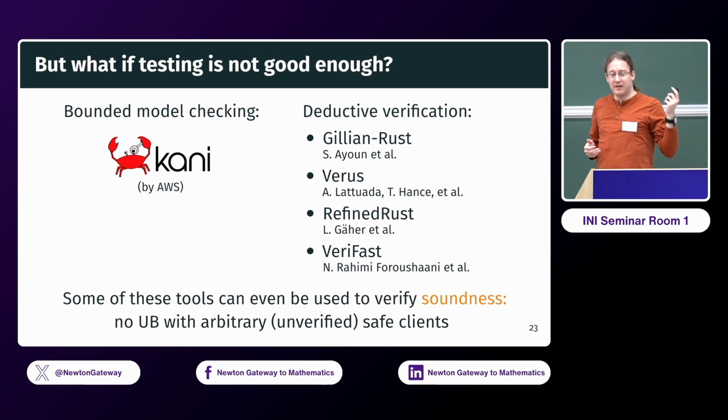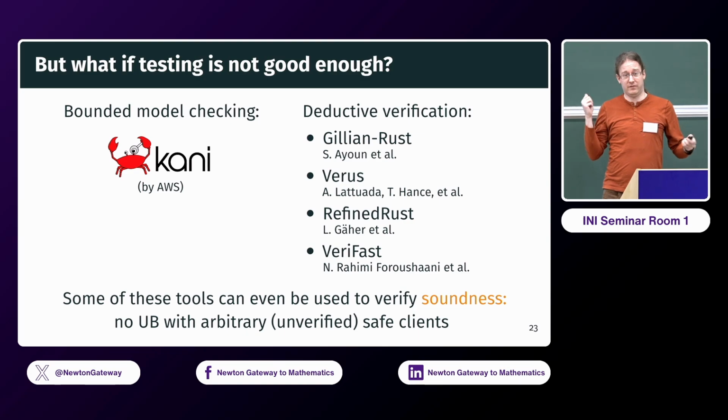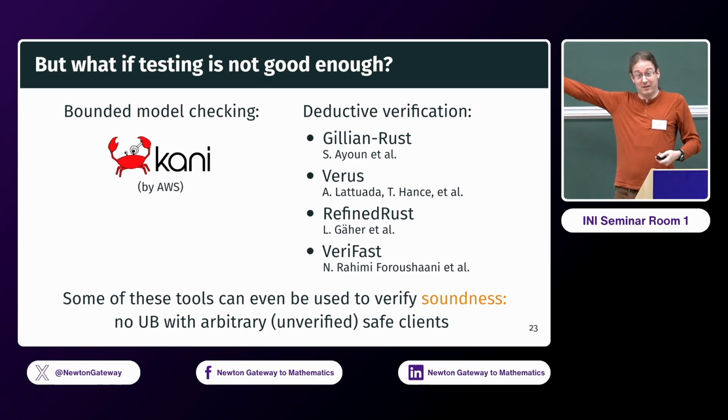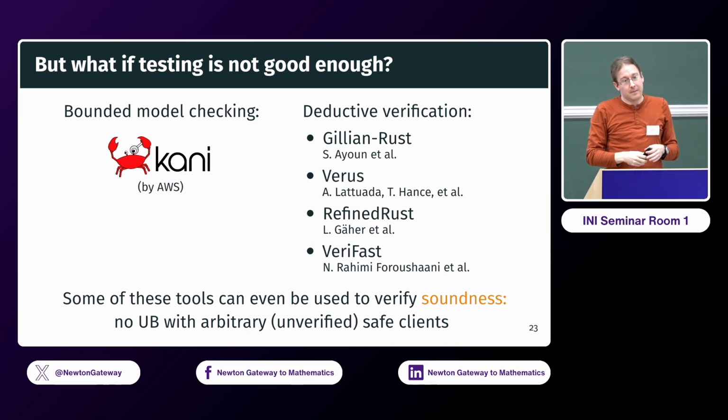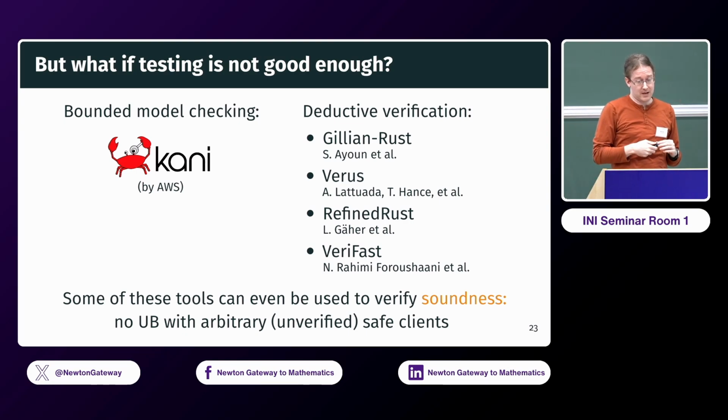And some of these tools are even able to not just verify that a particular function is UB-free under certain preconditions, but to even verify soundness, which is a key result because it means that even unverified clients benefit from this. Generally, if you do verification, you state some preconditions, and that means only a verified client benefits from this, because someone has to ensure that these preconditions are satisfied. If you prove soundness, then you are proving that all safe code is UB-free, even if you haven't verified the safe code using the library.